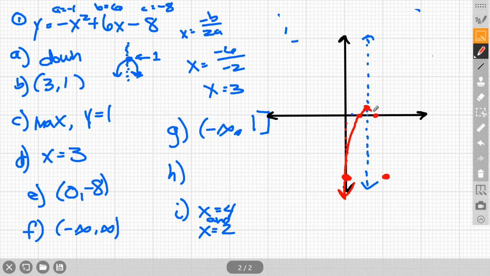So I'll graph my quadratic, and it looks something like this. It doesn't have to be perfect. Mine is very, very far from perfect. So something like this, and the gridded paper is not doing me any good. Okay, so that's number 1.